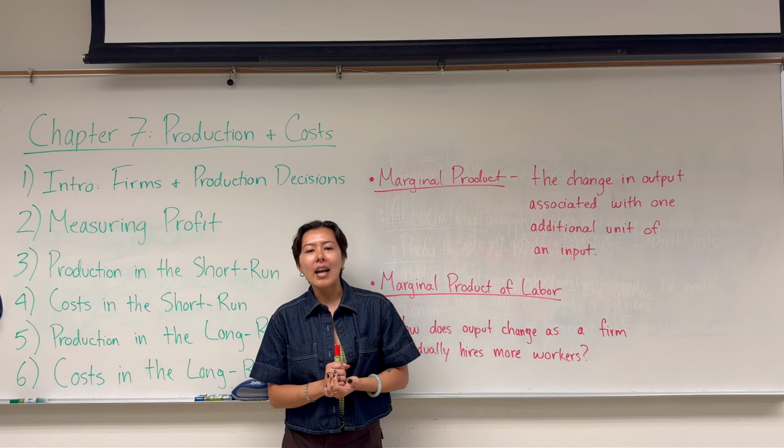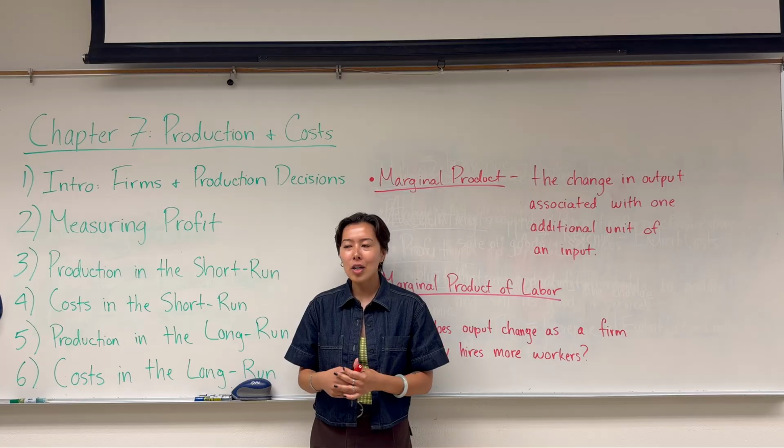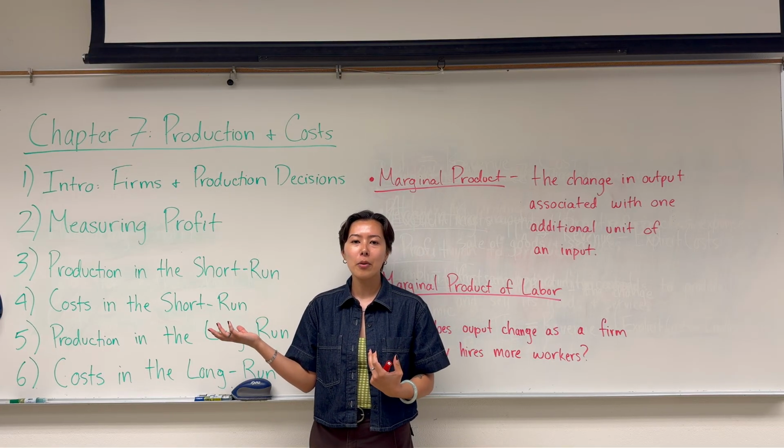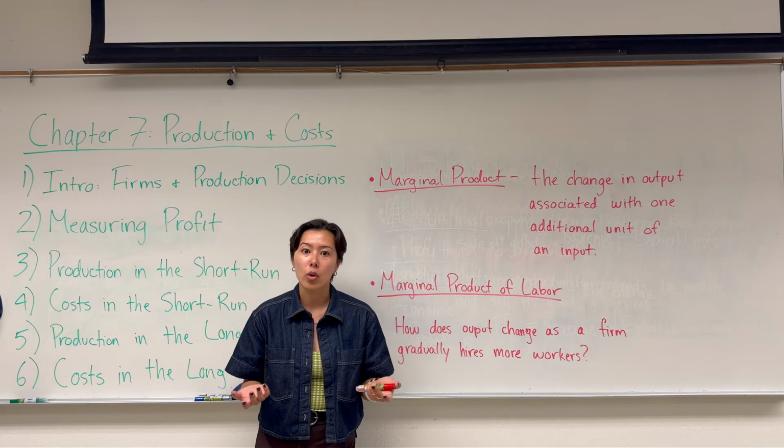But let's say now I have 10 workers or 20 workers. Because my restaurant is a fixed size, because capital is fixed, it's going to get pretty crowded in there if I hire 20 workers, right?